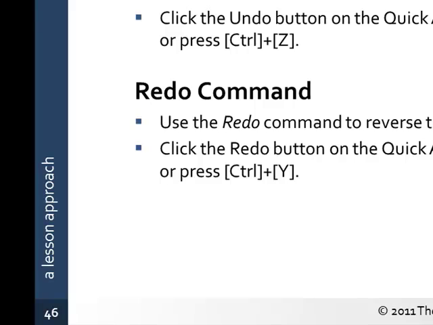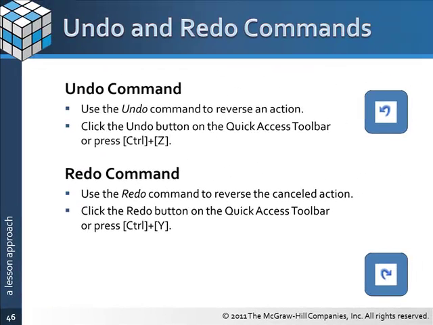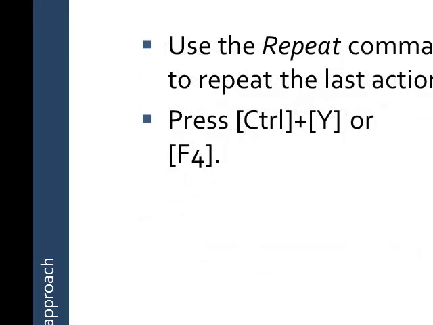One of the wonderful things is the undo and redo command. Undo and redo, or Control Z, allow us to undo. Let's say we inadvertently deleted text or we formatted something that we didn't want to format. We could simply undo or redo. These are both located in your quick access toolbar, and they're helpful.